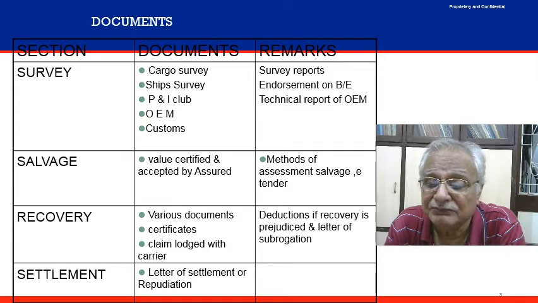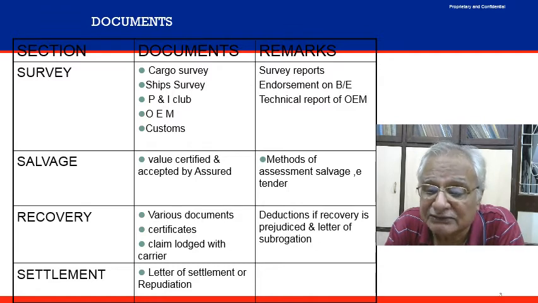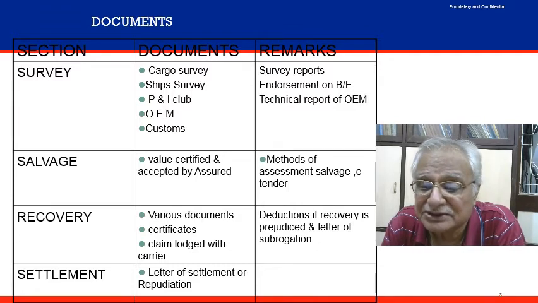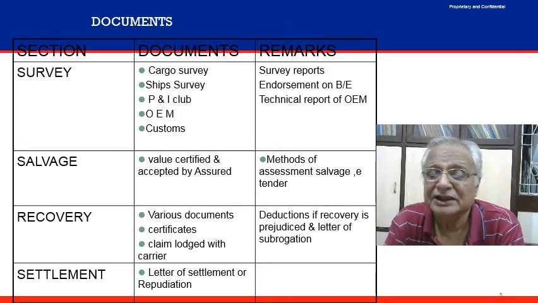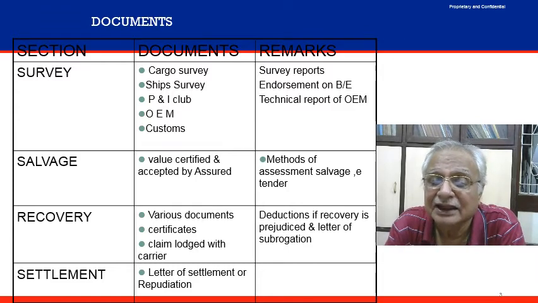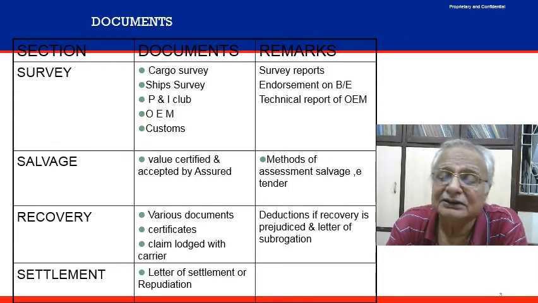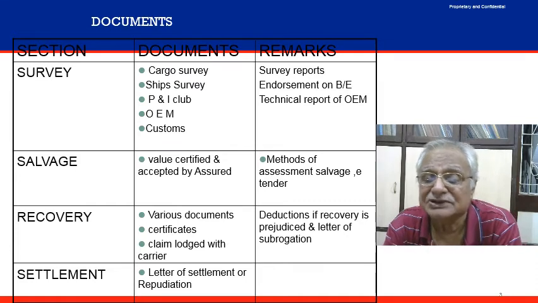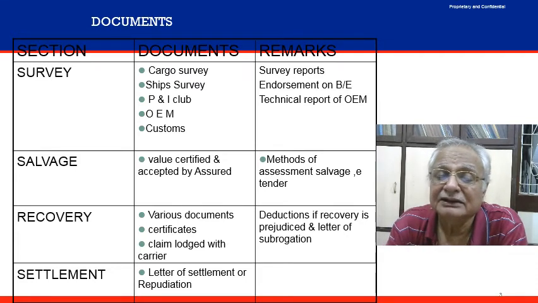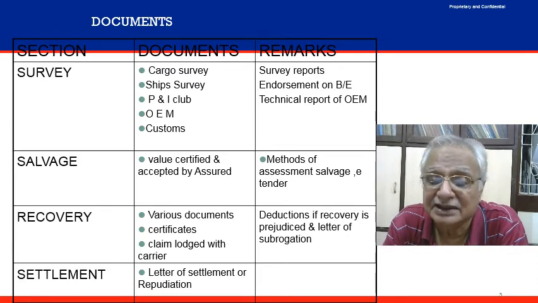The carrier should be informed. There should be a joint survey. There should be an assessment of loss. After payment, the letter of subrogation is taken, and then the claim is pursued with the carrier, and this is the way recovery is carried out.